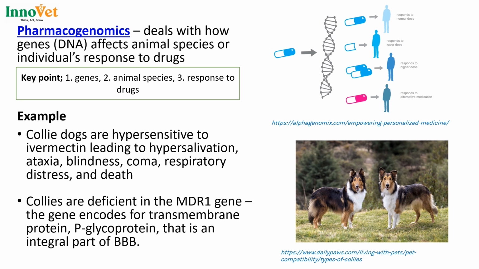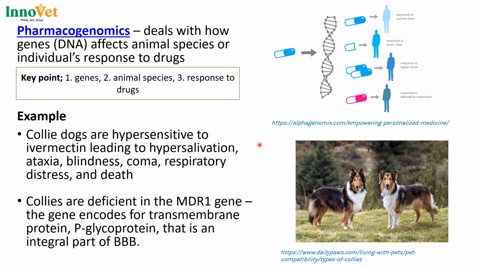In this picture, you're seeing a collie. Now, how we identify collies is they have white socks. These dogs are hypersensitive to ivermectin. When you give them ivermectin, they are going to have these major signs: hypersalivation, ataxia, blindness, coma, respiratory distress, and death.